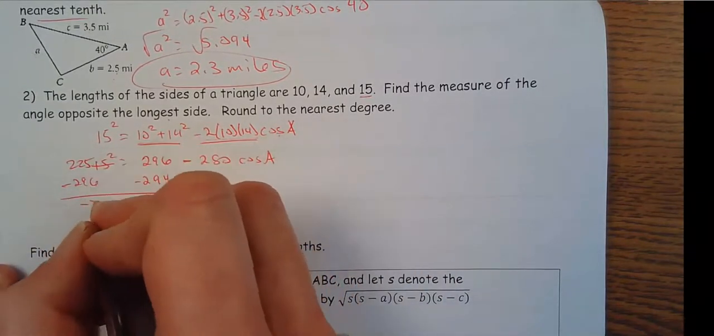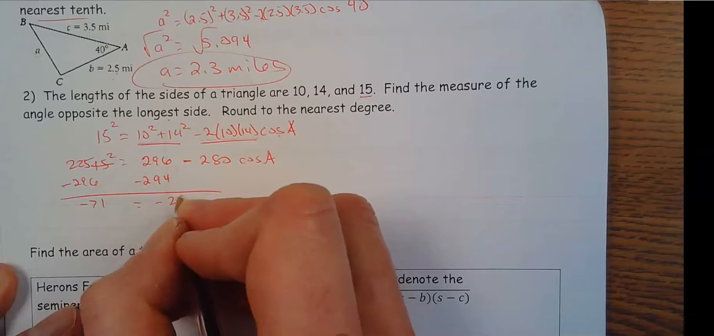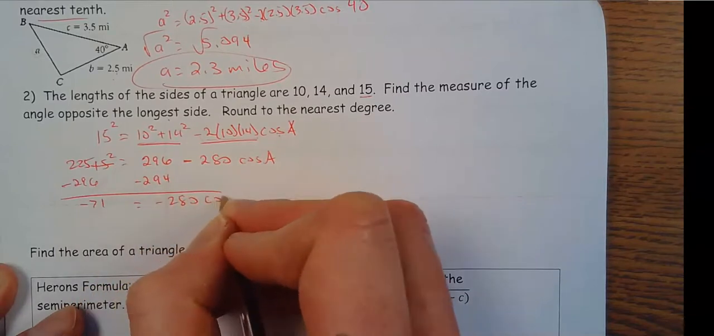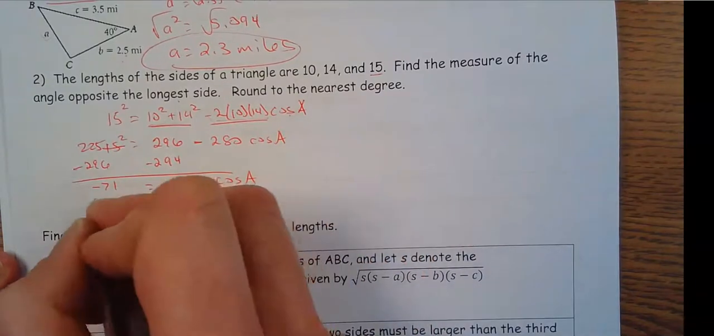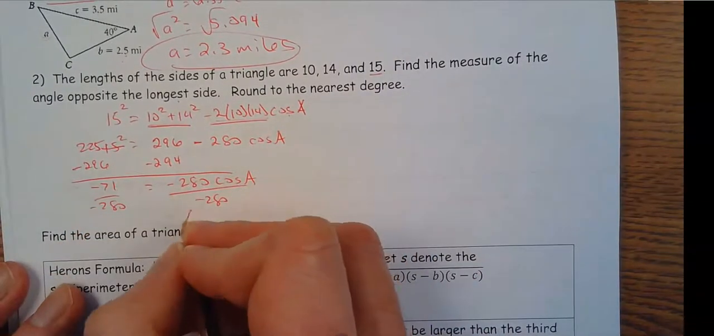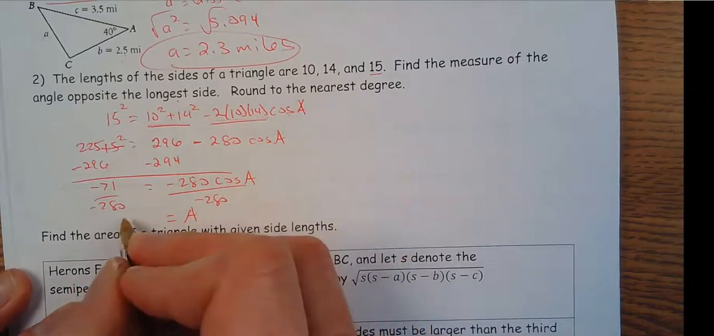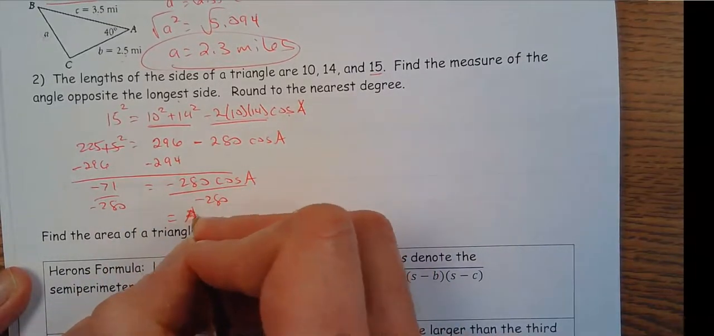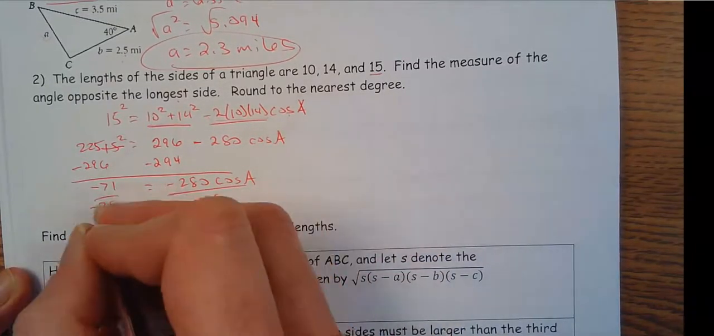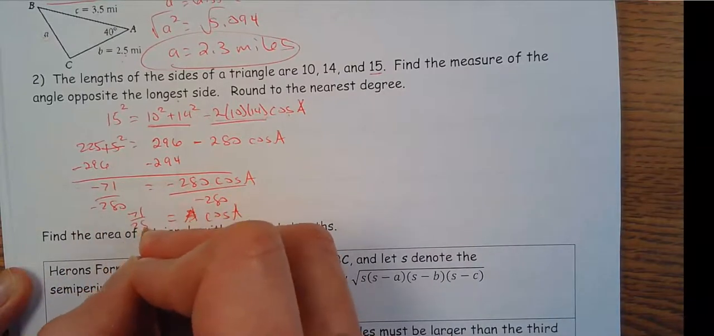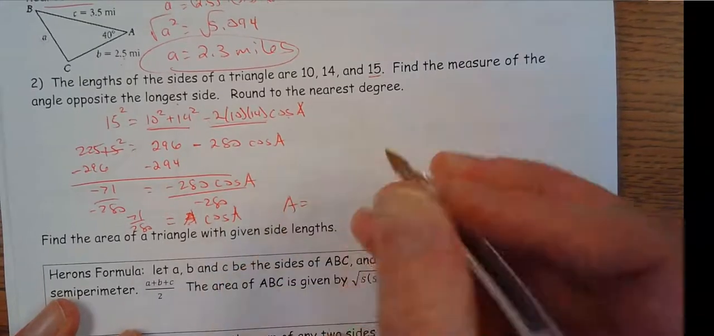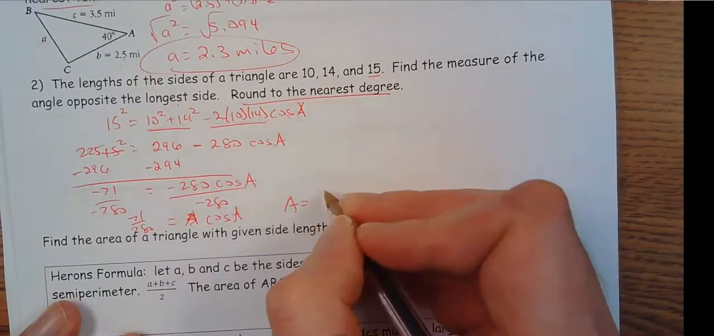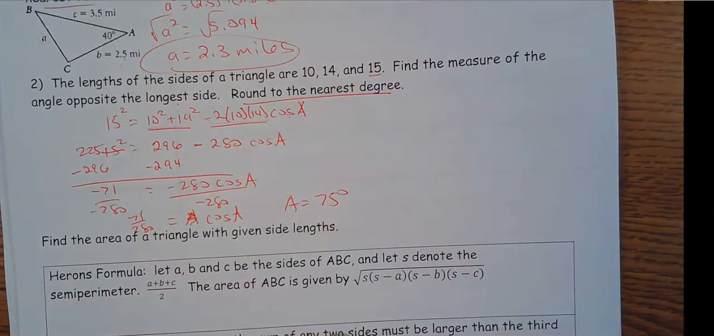You might be thinking, uh-oh, I got a negative over here. That's okay, because I'm going to divide by a negative here to get cosine A by itself. So I'm going to divide both sides by negative 280. So cosine A is going to equal this ratio. You can just put 71 over 280. Then do inverse cosine of 71 over 280. So A, in this case, when I round to the nearest degree, is 75 degrees.